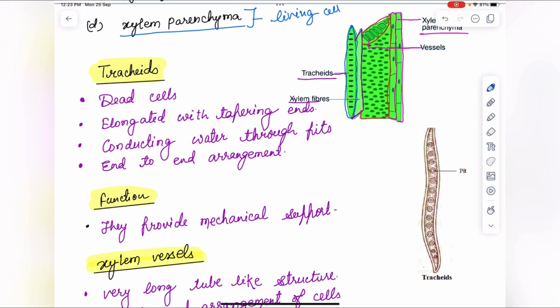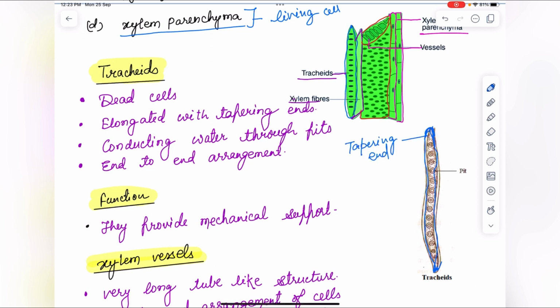These are made up of dead cells. Can you see the structure? It is elongated with tapering ends. Tapering ends means it is tapered.